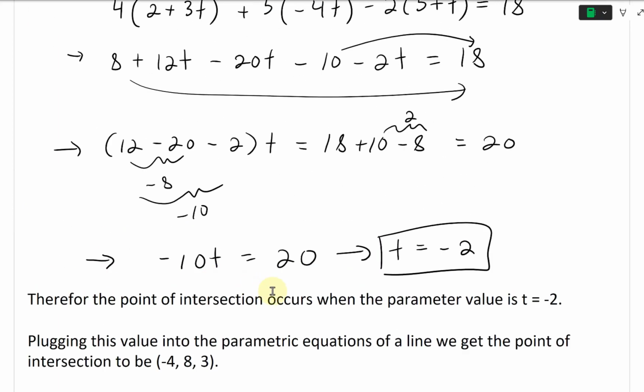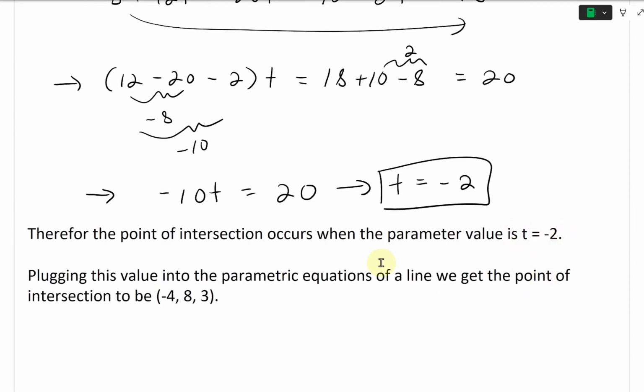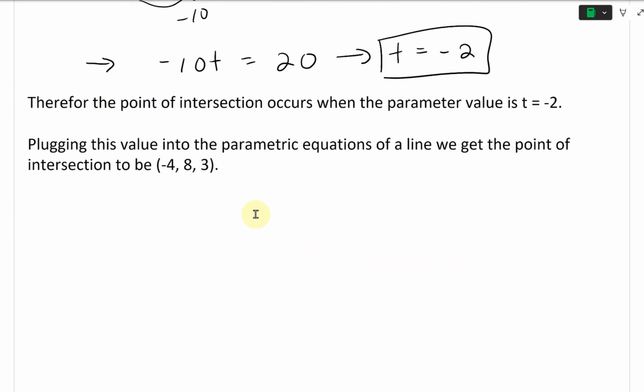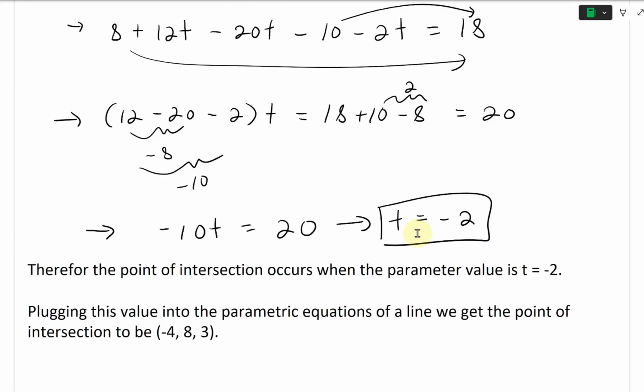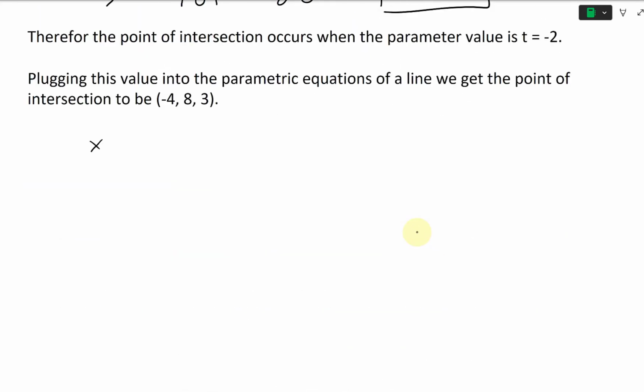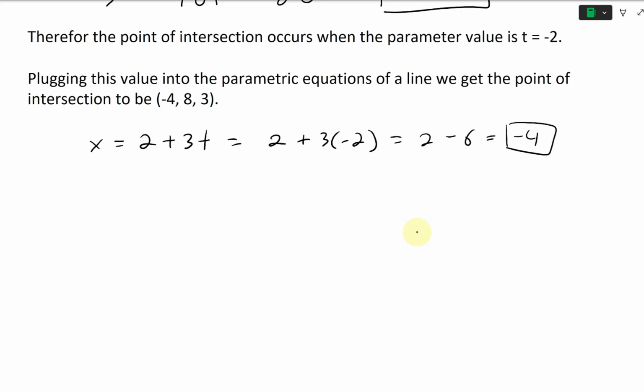All right, so therefore the point of intersection occurs when the parameter value is t equals negative 2. So plugging this value into the parametric equations of the line, we get the point of intersection to be (-4, 8, 3). And we could verify that here. So x equals 2 plus 3t, which is 2 plus 3 times negative 2. So this equals 2 minus 6, which equals negative 4. So this is correct, that's negative 4 there.